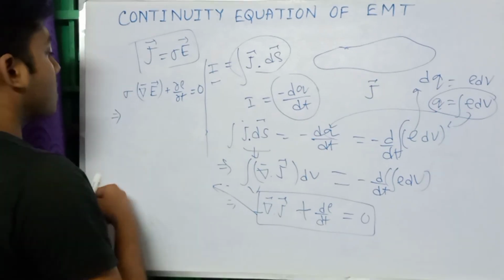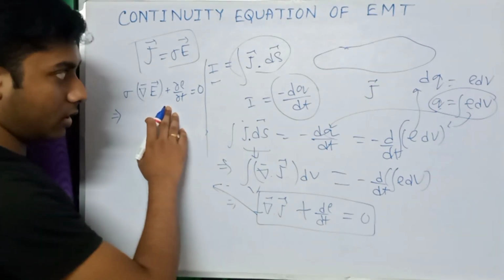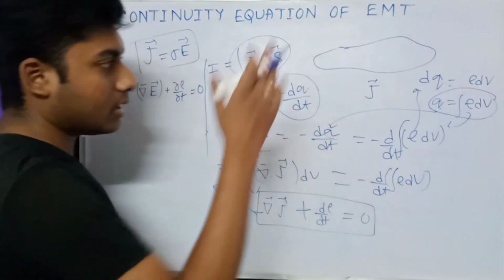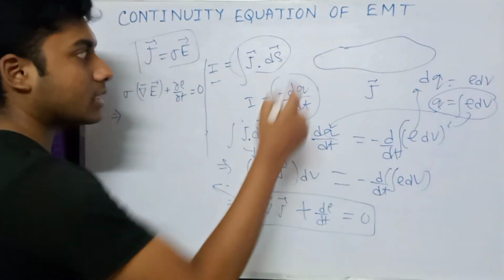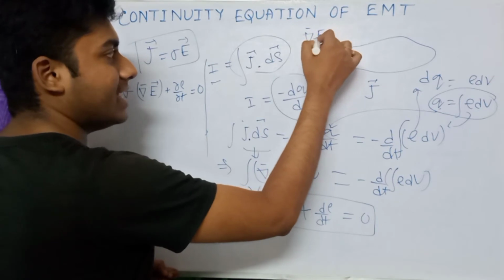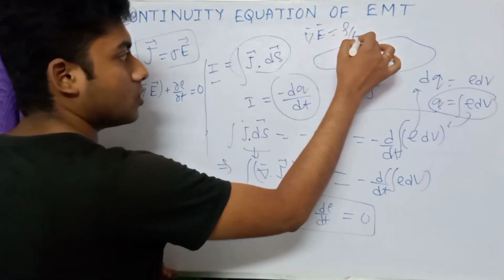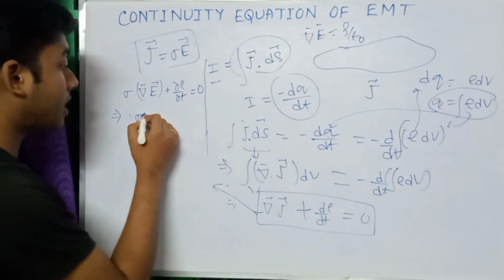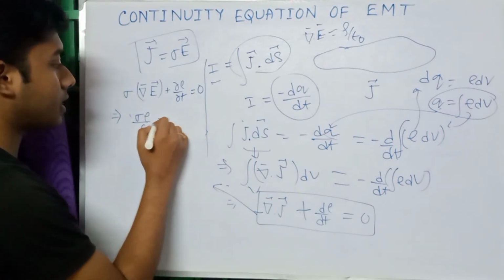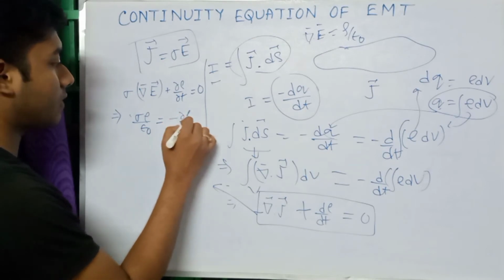From the differential form of Gauss's law, which I have already discussed, you can watch that video, I will give the link in the description box. The differential form of Gauss's law says that del dot E equals rho over epsilon naught. So rho over epsilon naught I will put here, with sigma, so sigma rho over epsilon naught equals minus del rho over del t.